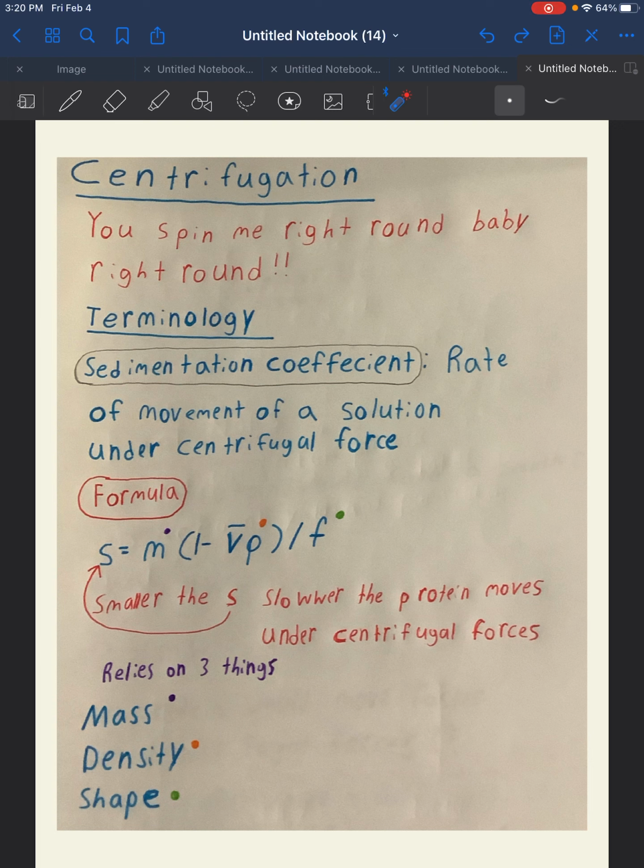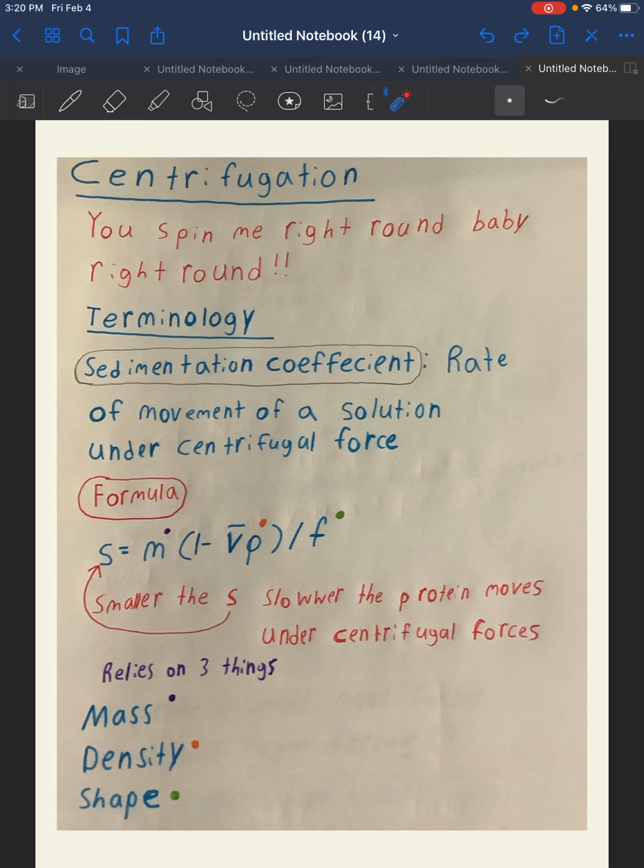This is mass. This would be velocity, this would be density, and this would be the frictional molecular shape, which don't really worry about these, just understand how this equation could work. And really the concept you need to get from this is that if S is smaller, it's going to be moving slower, and if S is larger, it's going to be moving faster under a centrifugal force.